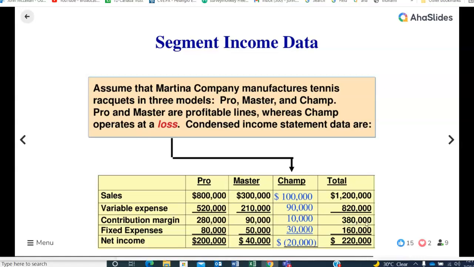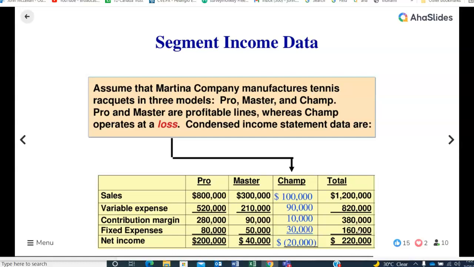So 1,200,000 in sales. Variable costs. They're directly related to Pro, variable selling costs or what have you, or cost of goods sold, selling and admin. 210 to Master, that's Masters, and 90 to Champ. So now the contribution margin, Pro has 280, Master has 90, and Champ has 10. So it's 360. But now we have to cover the fixed costs. But the fixed costs, remember, are common to all three.